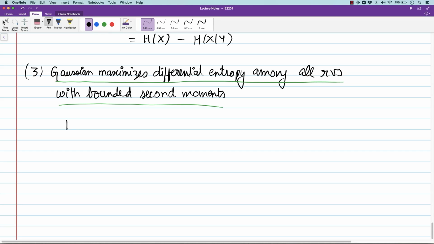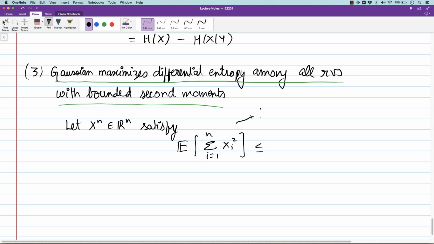And then that random variable need not even be IID. So let Xn, taking values in n-length vectors, satisfy expected value of summation i equal to 1 to n of Xi square. So this is the variance, or second moment, of Xi. This is just the Euclidean norm square, don't know if you know this notation, and suppose this is less than or equal to P.